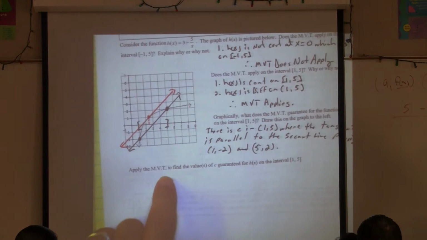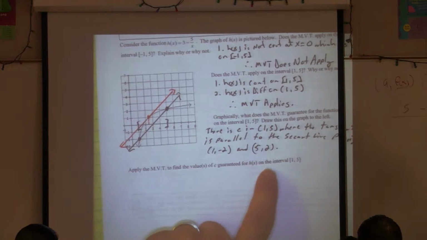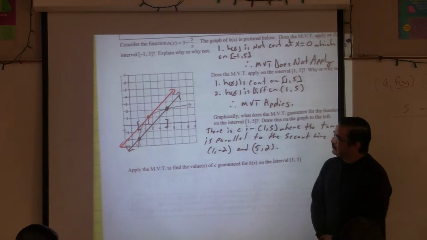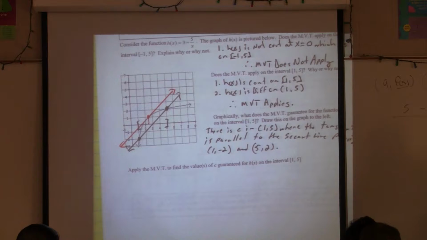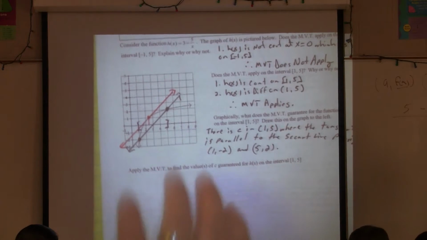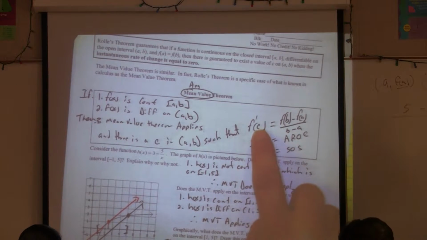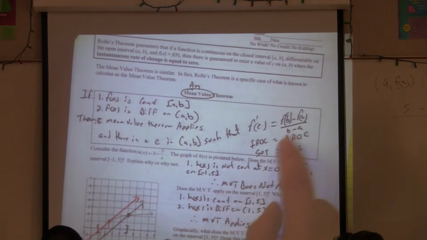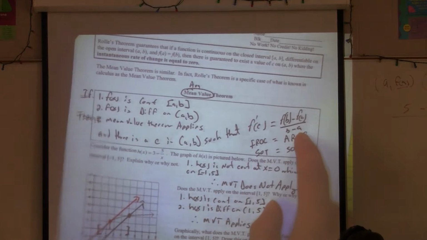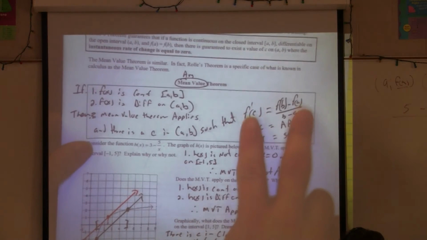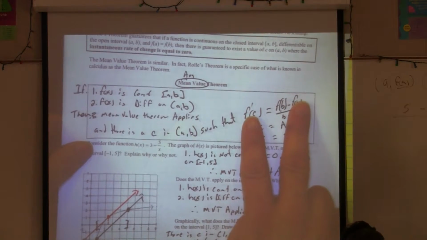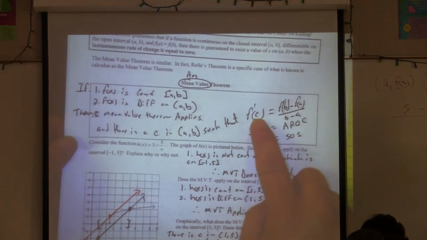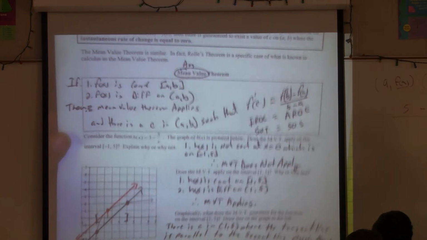So, apply MVT to find the values of c guaranteed for h of x on the interval. So, if MVT applies, what must be true? What did it say? f prime of c is equal to f of b minus f of a over b minus a. So we need to find both things. We need to find the average rate of change and the instantaneous rate of change. We don't know the c value, so we're just going to have a formula, right?